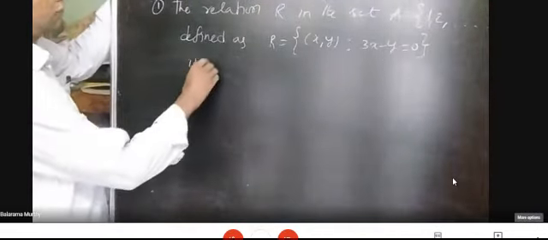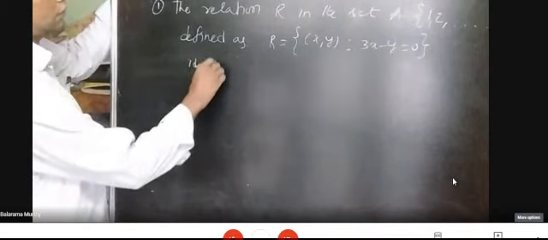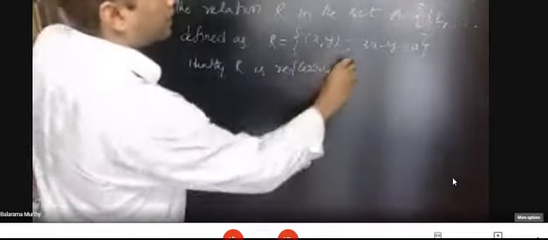Identify whether capital R is reflexive, symmetric and transitive. Identify capital R is a reflexive relation, symmetric relation, or the transitive relation.